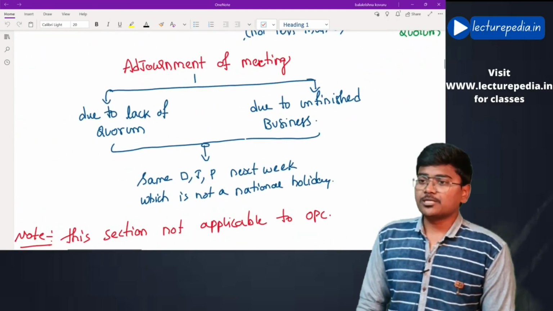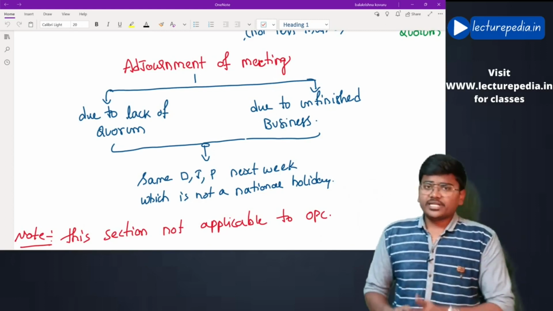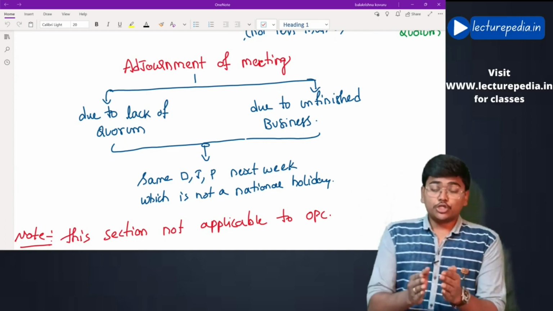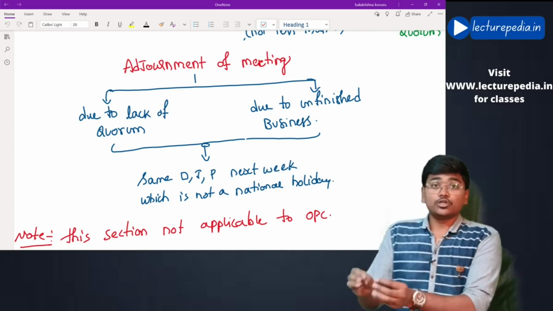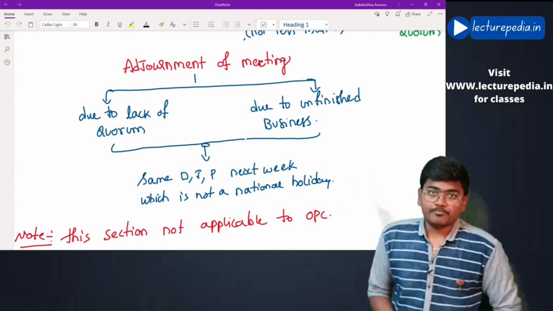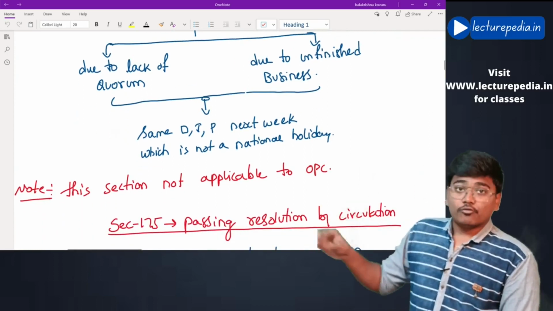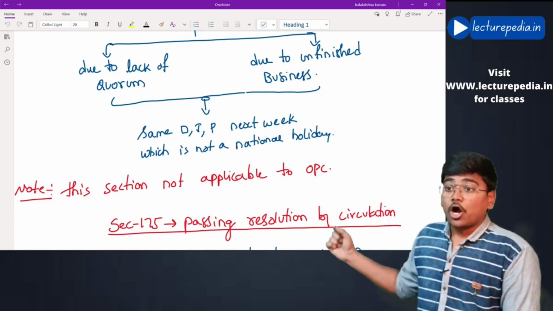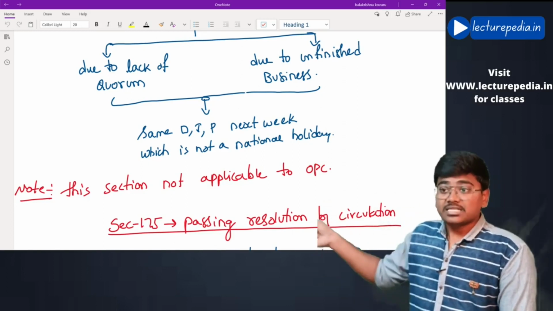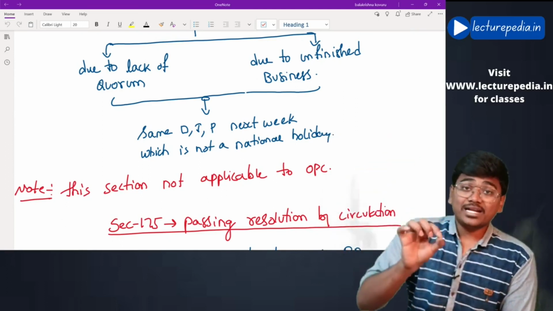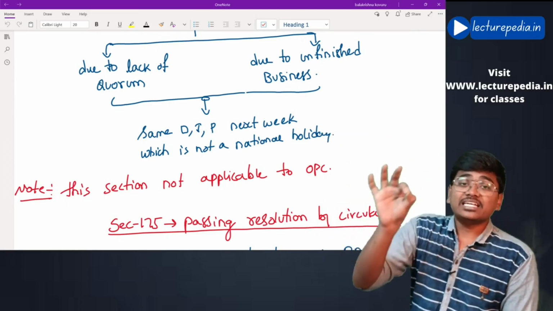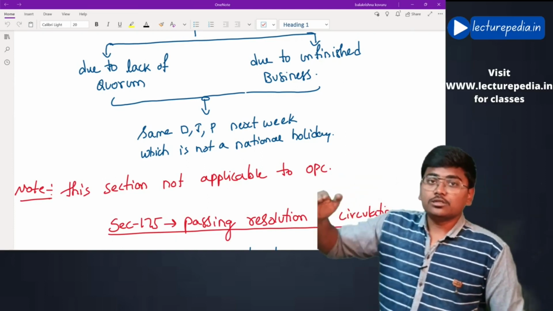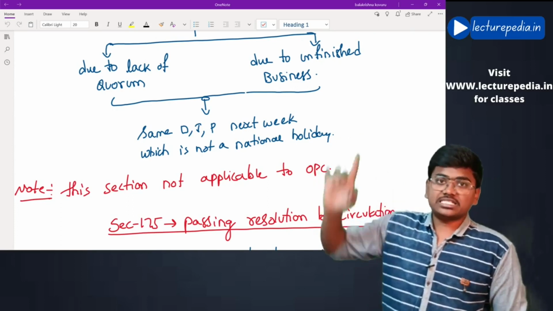Adjournment of meeting. See, a board meeting can be adjourned in two cases. First one is due to lack of quorum. Second one is due to unfinished business. Now, to which date can the board meeting be adjourned? It can be adjourned to the same day, same time, same place next week, provided such date is not a national holiday. Okay, if such date is a national holiday, then you have to adjourn it to the next day which is not a national holiday.